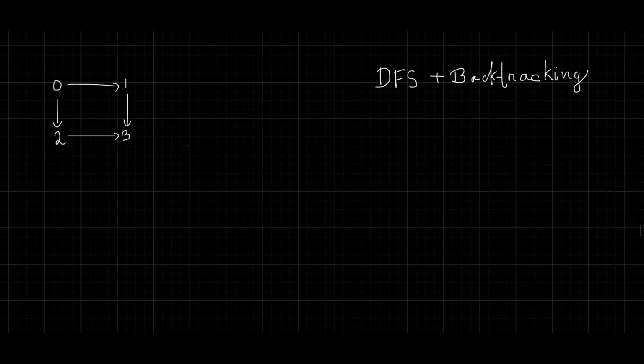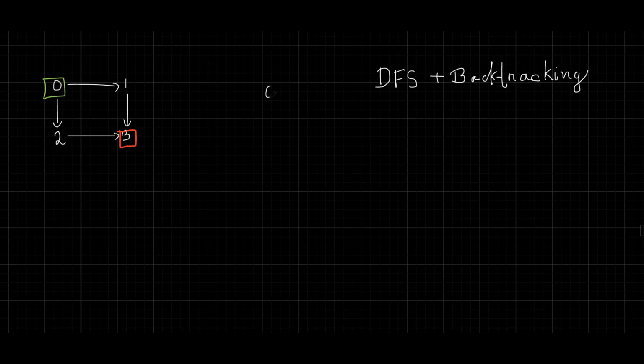To understand the algorithm, we have taken the same example, but before jumping into the solution, we have to understand which algorithm we should use to solve this problem. Here, we will use the backtracking algorithm and depth first search. Now, let's see how we can solve it. Our starting position is 0 and our ending position is 3. So let's start the backtracking algorithm.